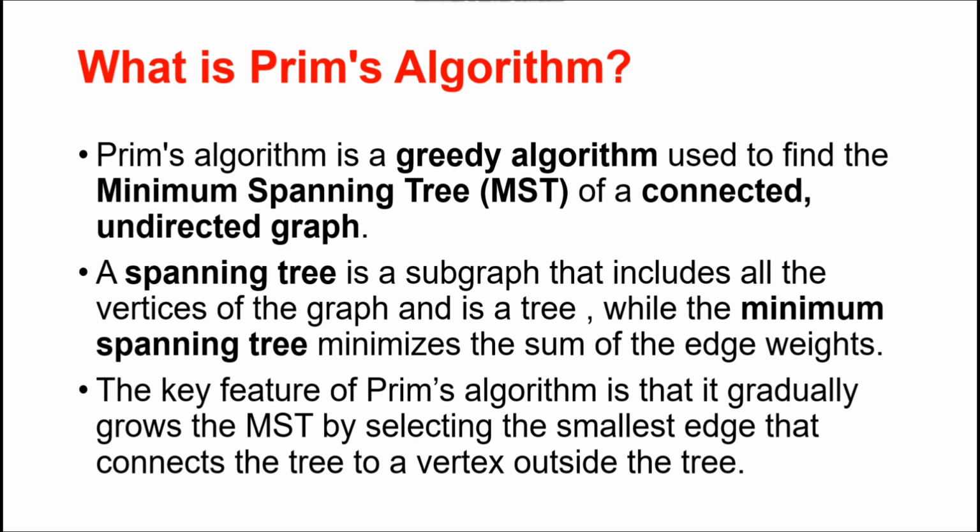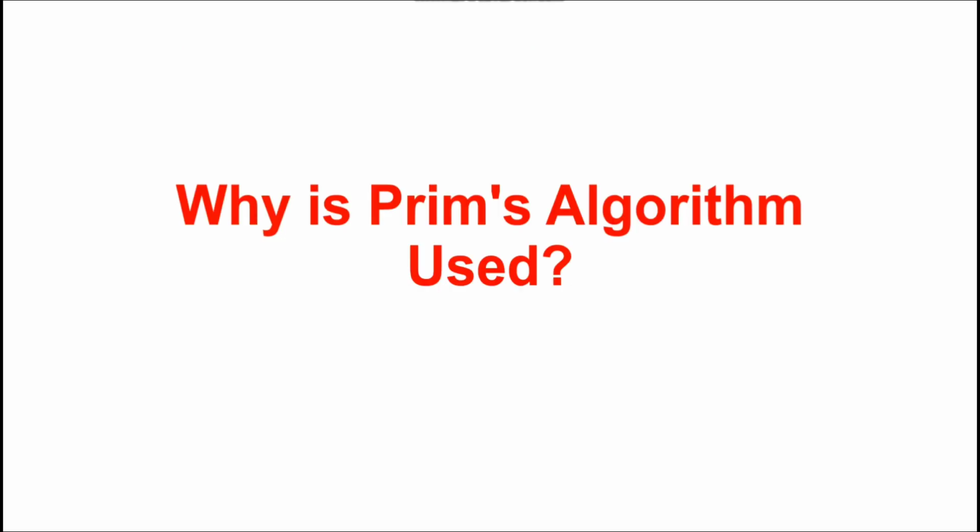Prim's algorithm is a greedy algorithm used to find the minimum spanning tree of a connected undirected graph. A spanning tree is a subgraph that includes all the vertices of the graph and is a tree, while the minimum spanning tree minimizes the sum of the edge weights. The key feature of Prim's algorithm is that it gradually grows the minimum spanning tree by selecting the smallest edge that connects the tree to a vertex outside the tree. This is what Prim's algorithm is.